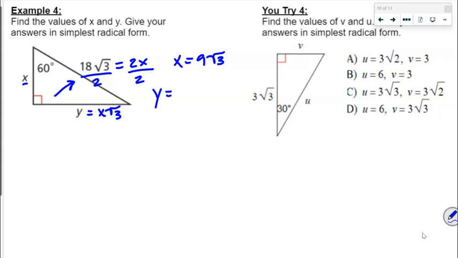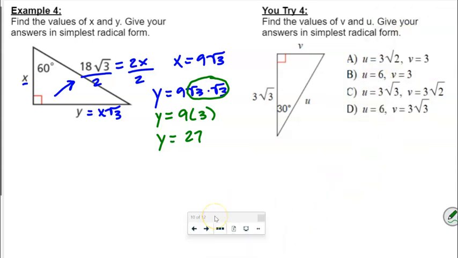So y, we're going to do 9 square root of 3 times the square root of 3. Well, we've done this a few times by now. What does this simplify to be? Square root of 9, right? And that's what that is, 3, right? So 9 times 3. So y is equal to 27. Okay? Go ahead and do the you try 4 and come back to me when you're done.